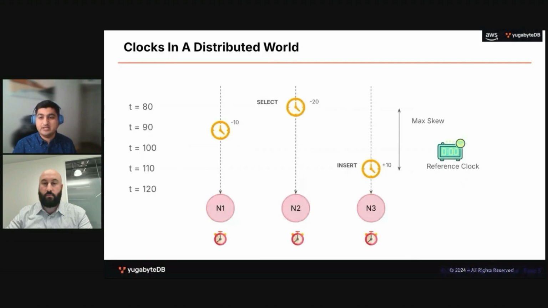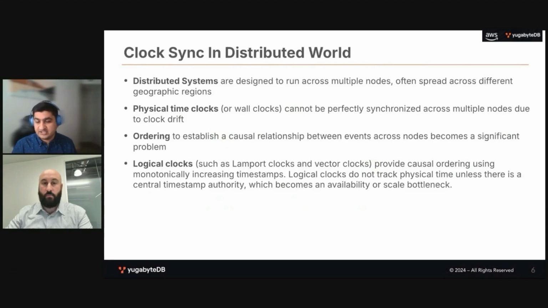So how do you deal with this synchronization problem when the clocks across different nodes in a distributed system are not in sync with each other? This is essentially what we just described, right? So distributed systems are designed to run across multiple nodes. In some cases, it could even be across different geographical regions. And since we cannot perfectly synchronize across multiple nodes, there is going to be clock skew.